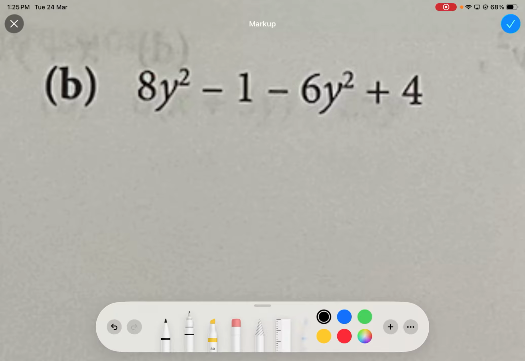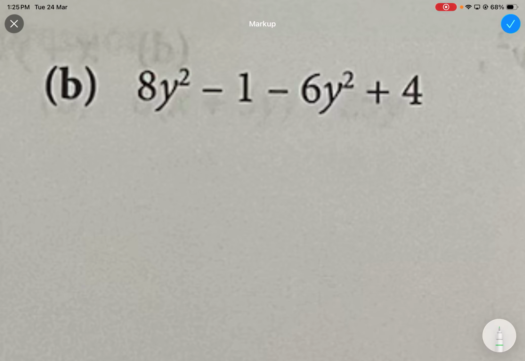Okay? So at the end of the day, you are adding and subtracting things only. So what are the same things? Y squared, 8y squared, 6y squared. They are talking about the same thing, y squared. So I must go and put them together. For those of you who have difficulty to start, go and put them together. My 8y squared is here. I move my minus 6y squared in front of the minus 1. Then my plus 4 is still behind.